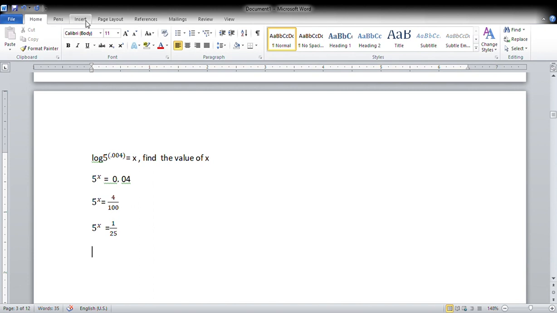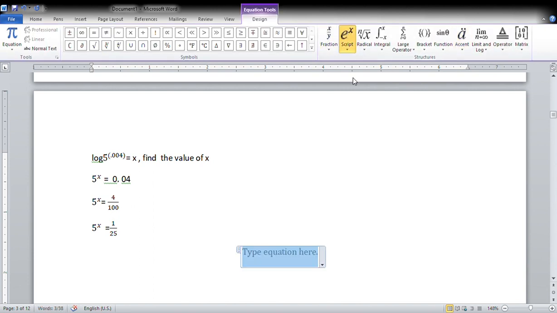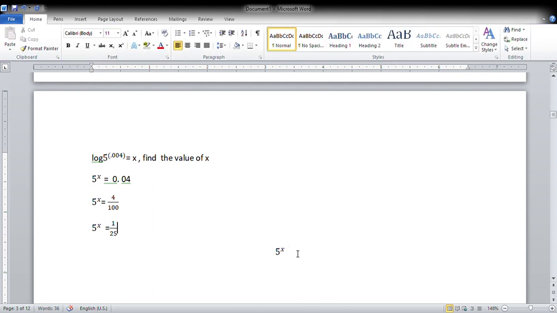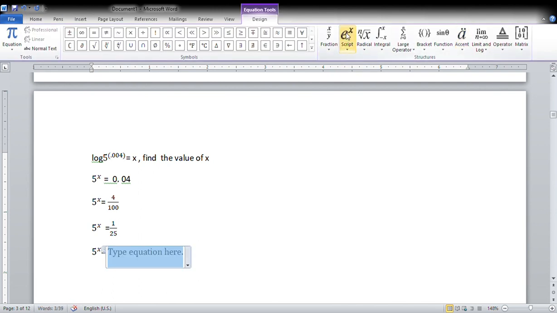We have to get the base of both sides the same. On the left-hand side the base is 5, so our intention should be that the right-hand side has the same base. So you can write 1 by 25, and 25 is 5 square, right?